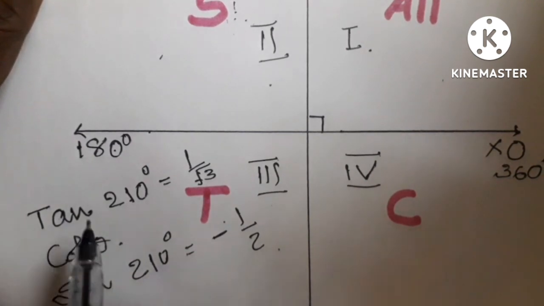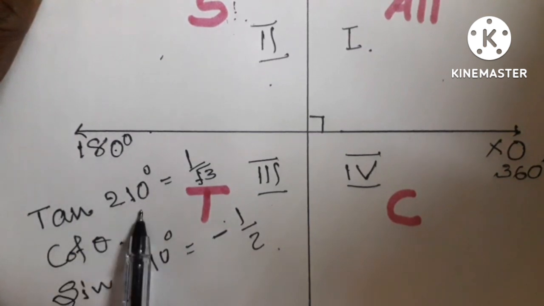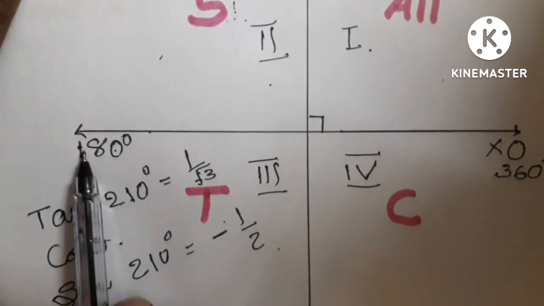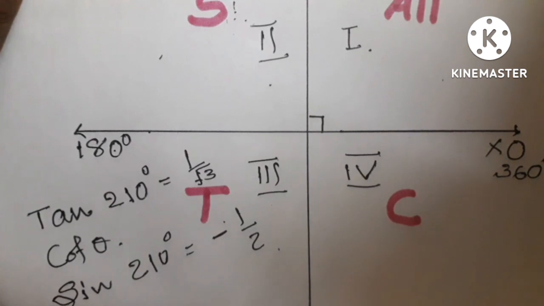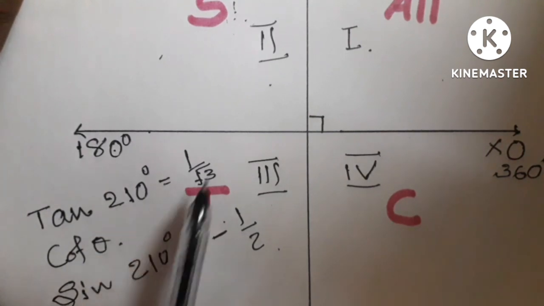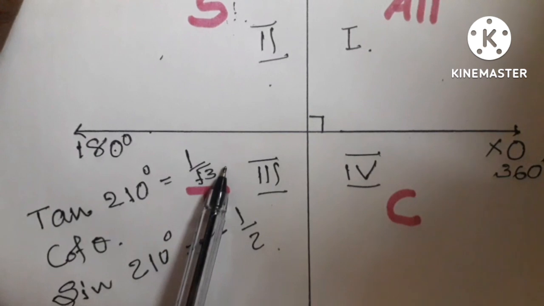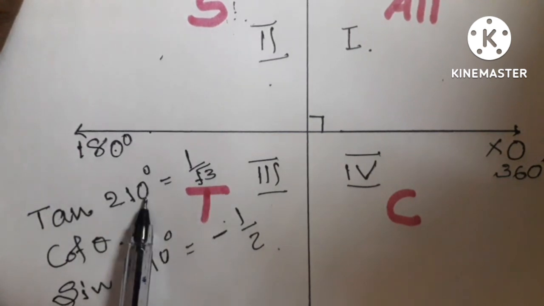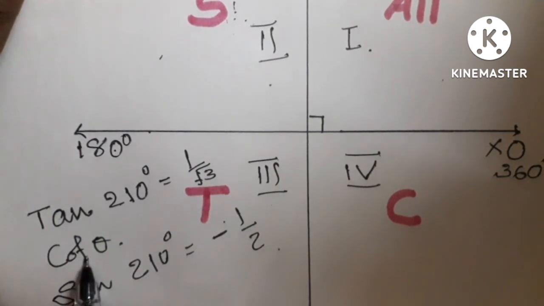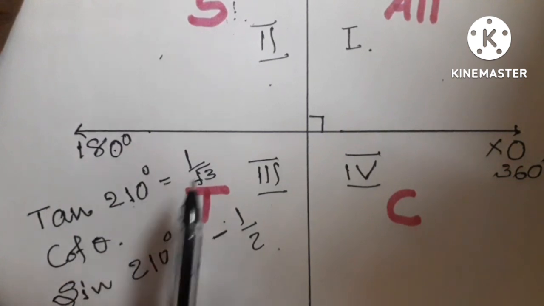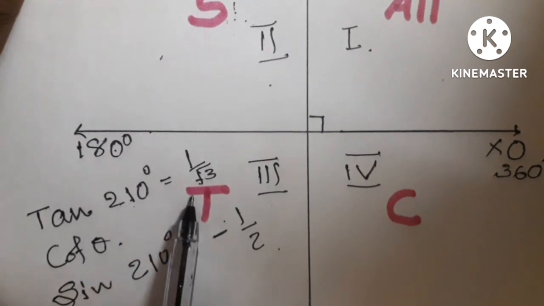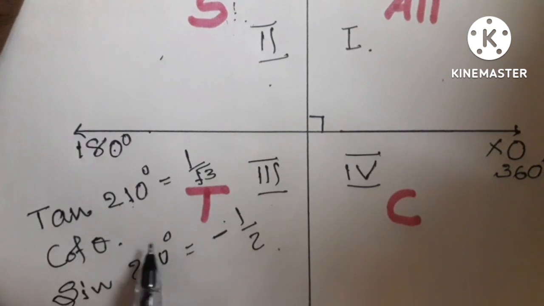Right? So for example, tan of 210. 210 means it is greater than 180 degrees and it comes in the third quadrant. So its value is 1 by root 3 and it is positive. Cot of 210 means 1 by tan theta, again it is equal to root 3 and it is also positive in the third quadrant.